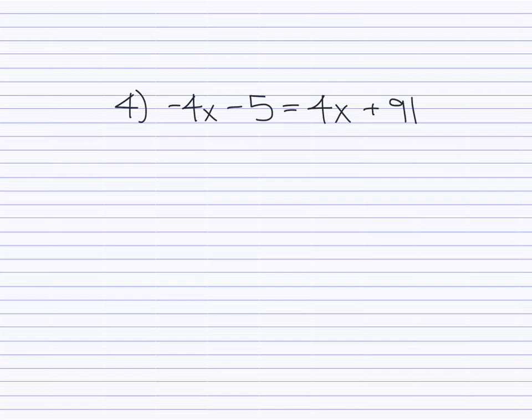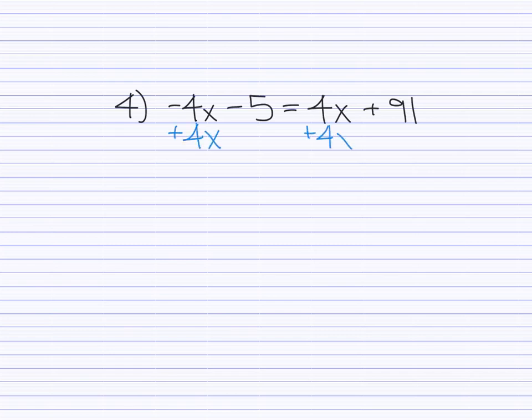So I'm going to move that negative 4x. Because I'm moving across the equals, this is different from just combining like terms. In order to move this, I have to do the, you said it, the opposite. So I'm going to add 4x to both sides.